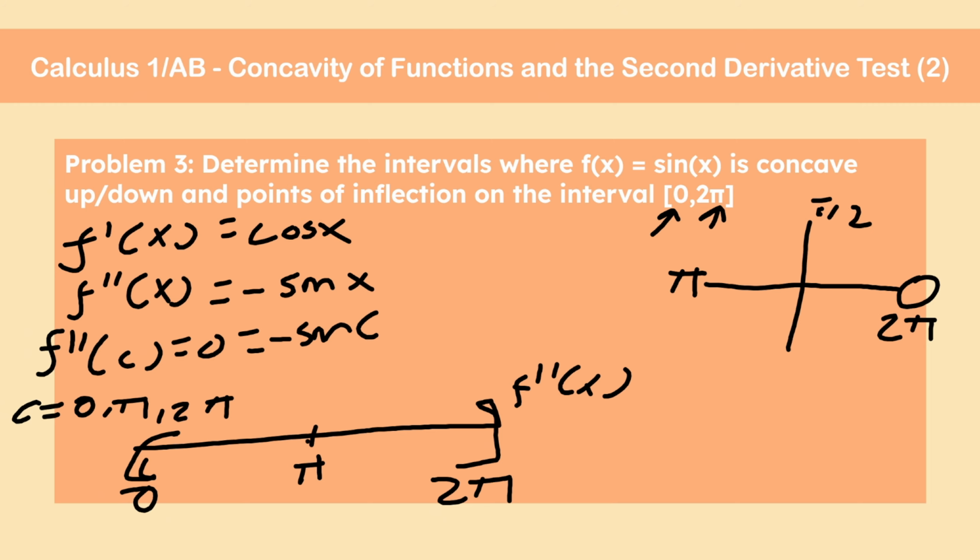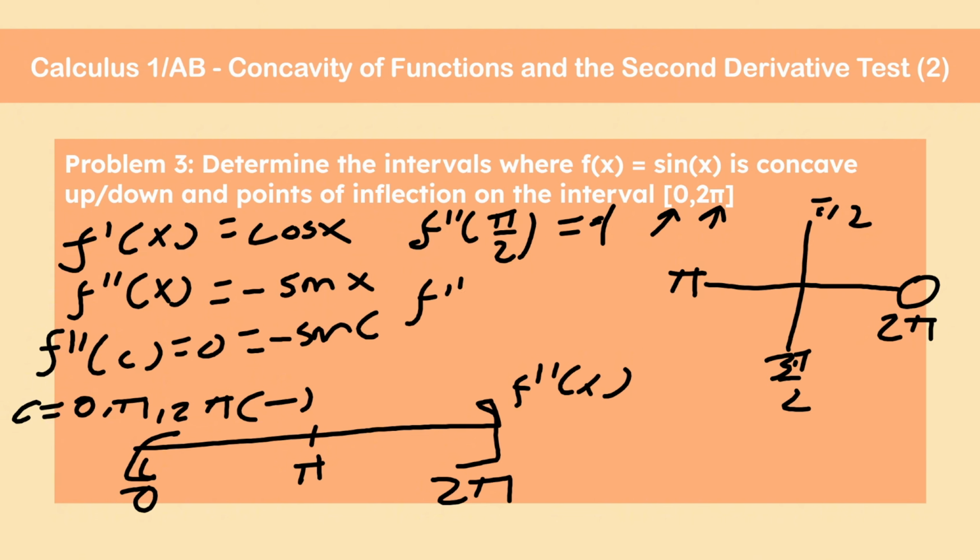So the second derivative at pi over 2 is equal to negative sine of pi over 2, and sine of pi over 2 is equal to 1, and negative times positive 1 is just negative 1. So we have that this interval is negative. And now let's test from pi to 2 pi. So I'm going to plug in 3 pi over 2.